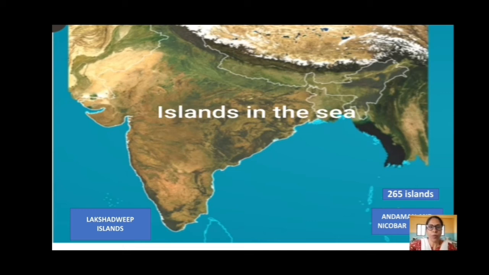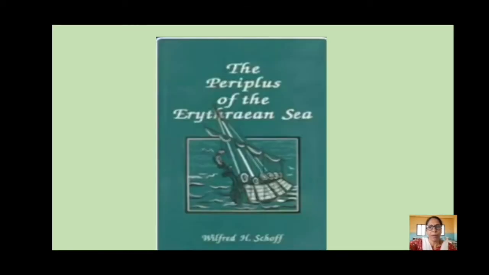They are a group of 25 islands scattered about 500 kilometers southwest of Kerala coast. The location of these islands may have been important in ancient sea trade. The manuscript, The Periplus of the Erythraean Sea, makes a mention of Indian islands.